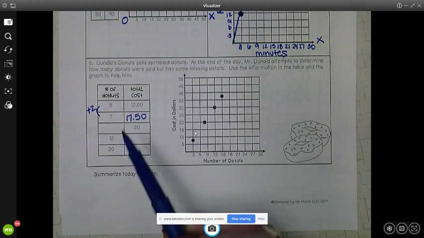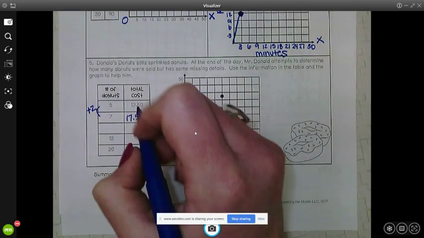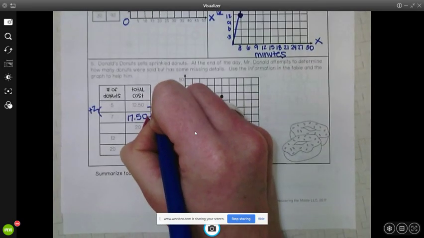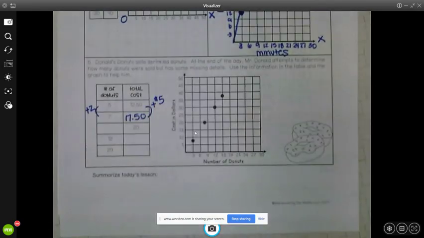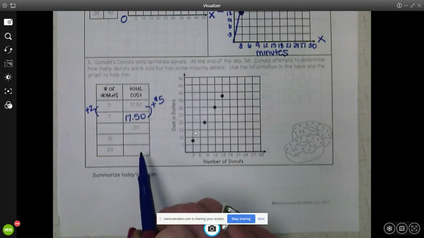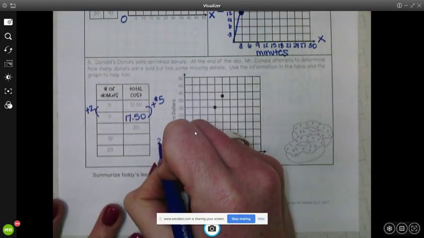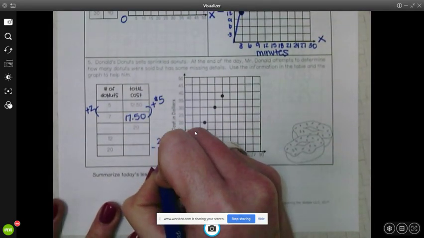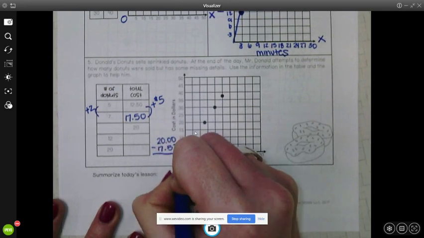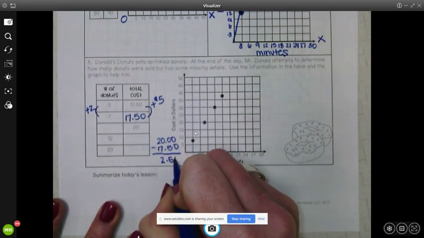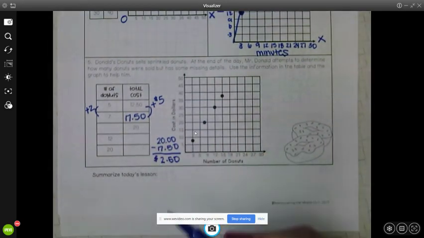Okay, so we have something to increase with here. However, if these are increasing by $5, then how would I find out how I get to 20? Because obviously 17 plus 5 is not just 20. So I need to figure out what the difference is. So if I were to subtract $20 minus $17.50, I'm going to get $2.50. So those are only increasing by $2.50.